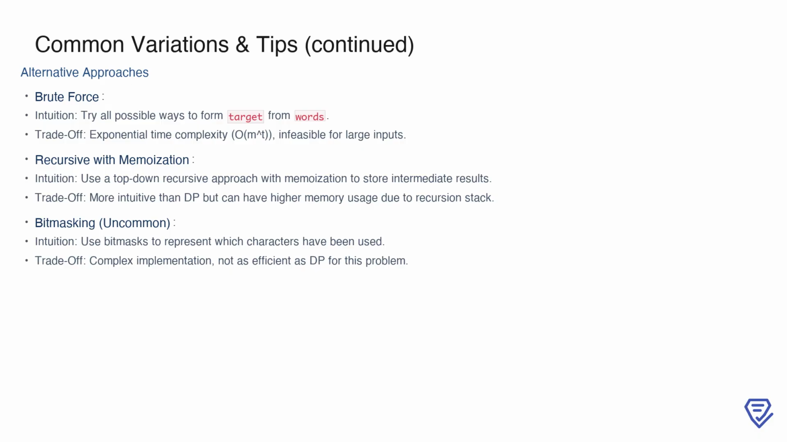Another less common method is bit masking, where you use bit masks to represent which characters have been used. While this approach is theoretically interesting, it tends to be more complex to implement and is generally not as efficient as dynamic programming for this problem. Understanding these alternatives can help you discuss trade-offs and demonstrate a well-rounded perspective in an interview.